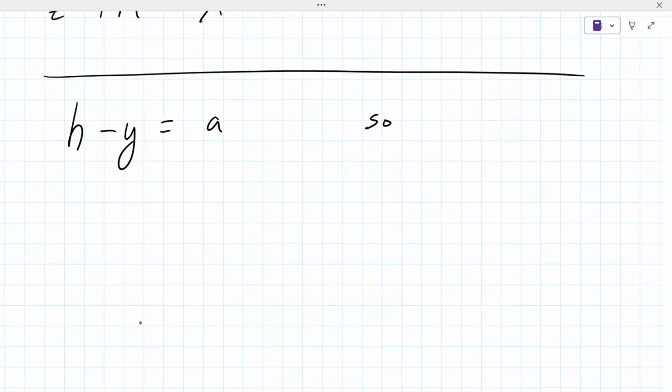H minus y equals a. Solve for y. So this is a lot like the previous one. Could you give this a try, please? Negative y equals a over negative h. I'm sorry, say that one more time. Negative y equals a over negative h.